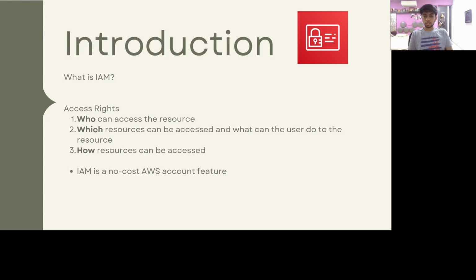The access rights are who can access the resource, which resources can be accessed, what the user can do with the resource, and how the resources can be accessed. Also, IAM is a no-cost AWS feature, which means a user won't be levied any charge for using the feature.